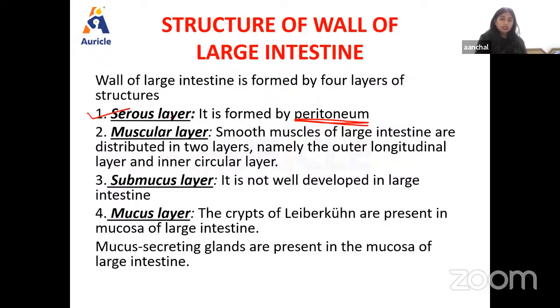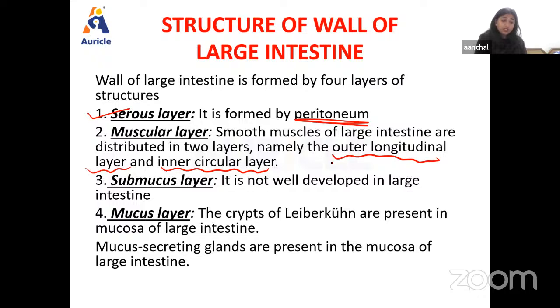Then we have the muscular layer. The smooth muscles of the large intestine are distributed in 2 layers. The first is the outer longitudinal layer, and the second is the inner circular layer. Basically, the smooth muscles are present because of involuntary actions, and 2 layers are present: the outer longitudinal and the inner circular layer.